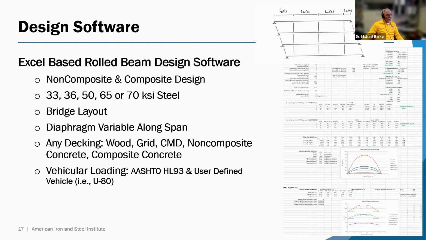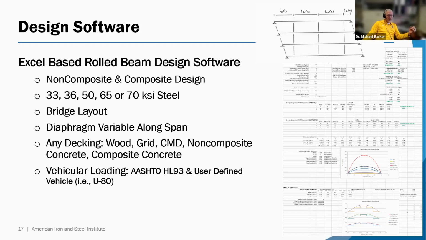So we added the 33 and the 36, and the future is 65. It's here, but not real common. And then, of course, 70 is that upper limit right now. But it's so flexible with bridge layout and diaphragm variations along the span. So you can even do skewed bridges with this thing. And you can put on any decking.